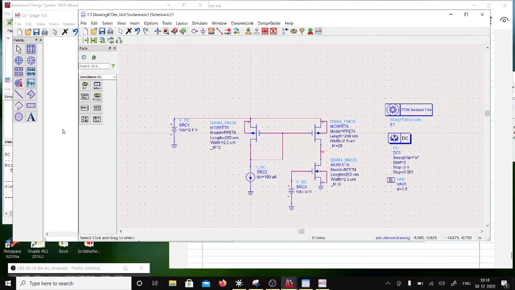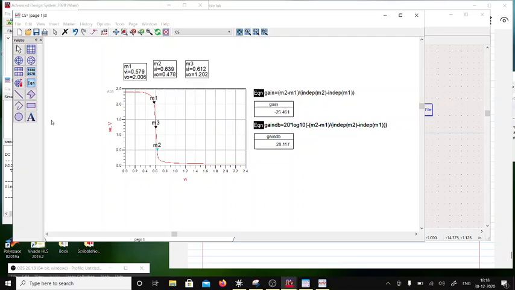Now what happened to the current? The current has remained the same, but what happened to W by L? W by L is reduced. So when W by L is reduced, V overdrive has gone up. So the net swing, okay, you are going to lose V overdrive over here, and we are going to lose V overdrive over here. So the net swing would be only this much.